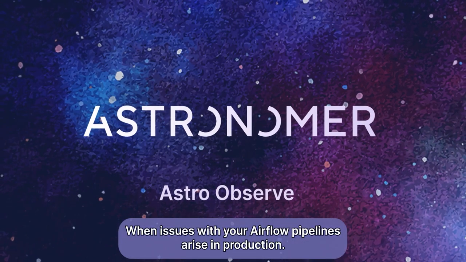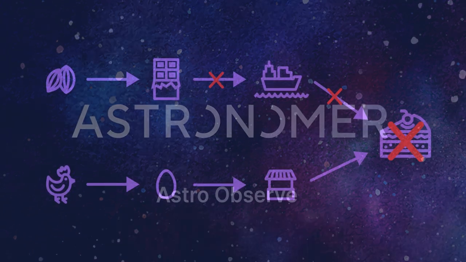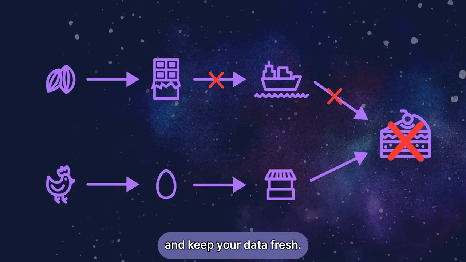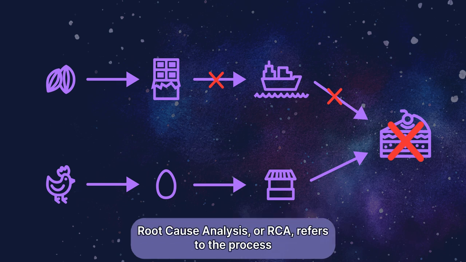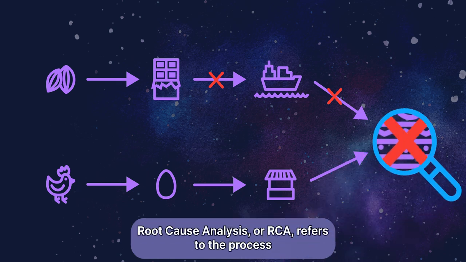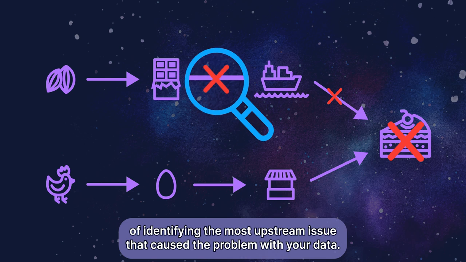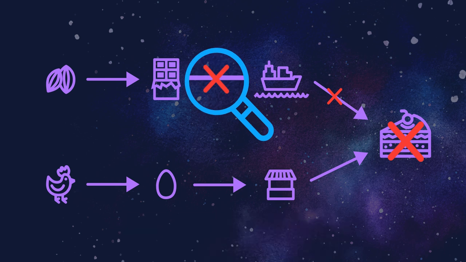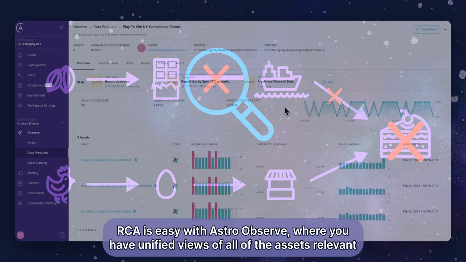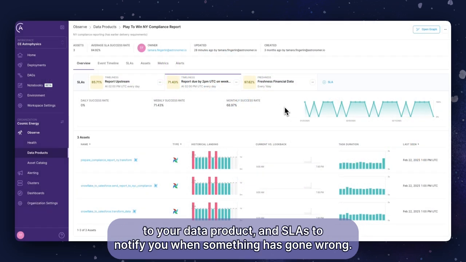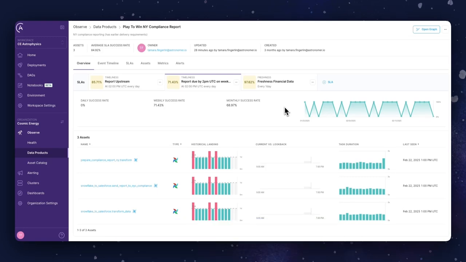When issues with your Airflow pipelines arise in production, the faster you can identify the root cause, the faster you can solve it and keep your data fresh. Root cause analysis, or RCA, refers to the process of identifying the most upstream issue that caused a problem with your data. RCA is easy with Astro Observe, where you have unified views of all of the assets relevant to your data product and SLAs to notify you when something has gone wrong.